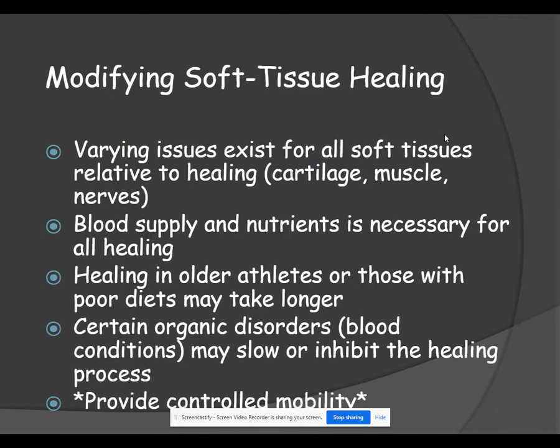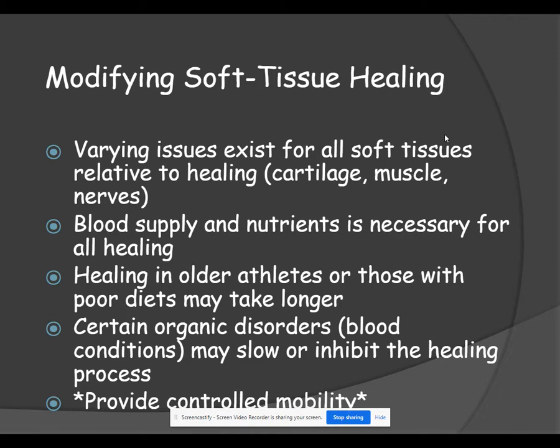So soft tissue healing. There are different variances in modifying soft tissue healing. Obviously everyone wants to get back as quickly as humanly possible. And our goal with this is to get them back as quickly as possible. So to do that, we want to make sure that there's the necessary blood supply and the necessary nutrients. Healing in older athletes takes longer, or those with poorer diets take longer because they don't have the proper blood supply and nutrients. That's why you probably hear your mom and dad saying, I used to sprain my ankle and be back in a day, and now I sprain my ankle and it takes me weeks to get back. So the older the athlete, the longer it takes to heal.